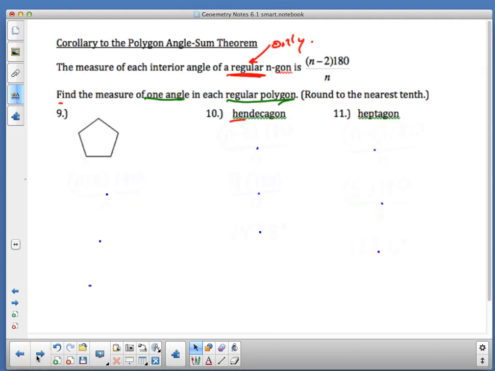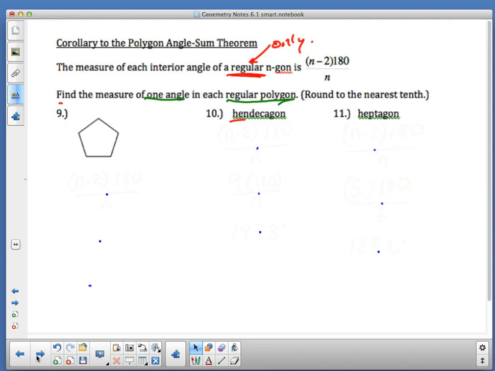Read this corollary to the polygon angle sum theorem. It's a corollary, which means it follows easily from. Okay, that's what corollary kind of implies. Please notice the red underlining under the word regular. This formula only works for regular polygons. What does regular mean in a polygon? I'm talking about regular, it means all the sides are the same, but in this particular case, because we're talking about angles, all the interior angles are the same. And so are all their exterior angles.